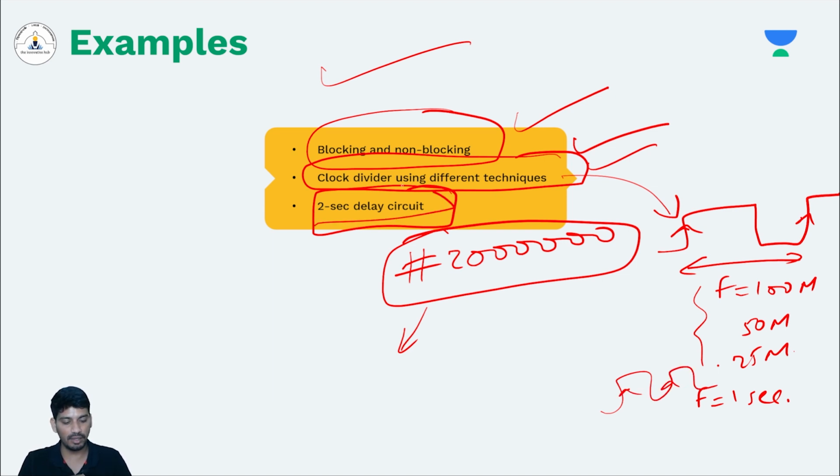Based on that 1 second or 2 second, we will design a delay circuit and we will perform AND operation same as in the gate level model, but this time it will be synthesizable. So let's begin the live coding session. In the live coding session, I'll explain these topics.